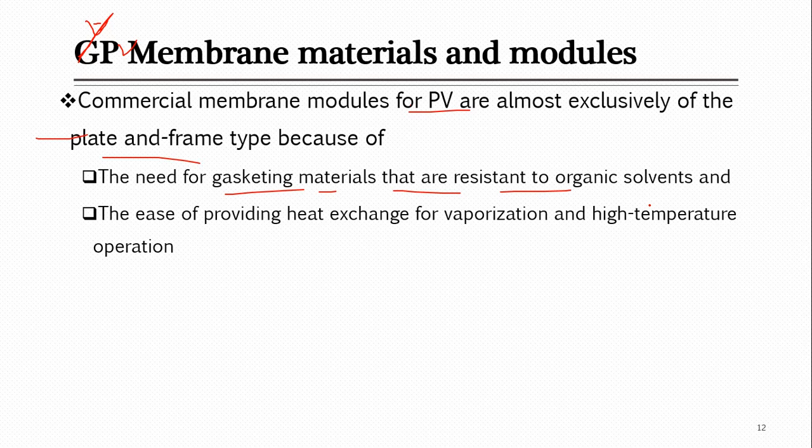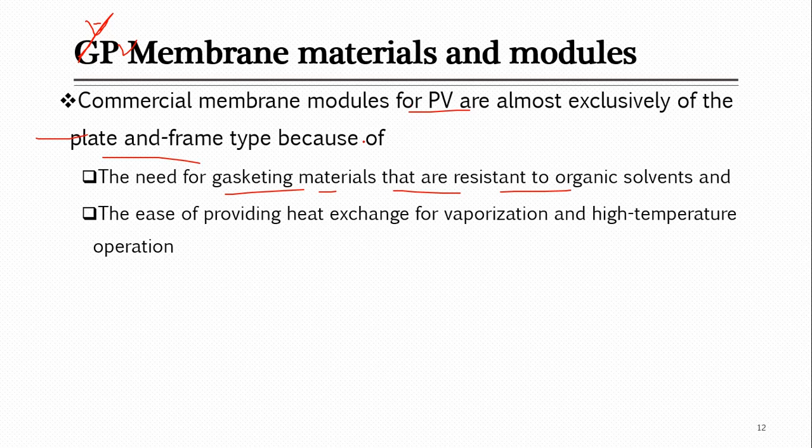Then the other main advantage of plate and frame is the ease of providing heat exchange for evaporation and high temperature operation. When you are using plate and frame in these techniques, if you have to provide heat for this evaporation, we are reducing the temperature, although at the same time in some applications maybe you need to provide extra heat during this phenomenon. So in plate and frame, it is easy to provide this heat. Their structure is such that inside those modules it is easy to provide the heat.